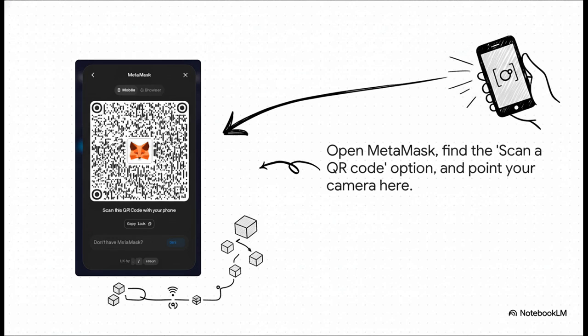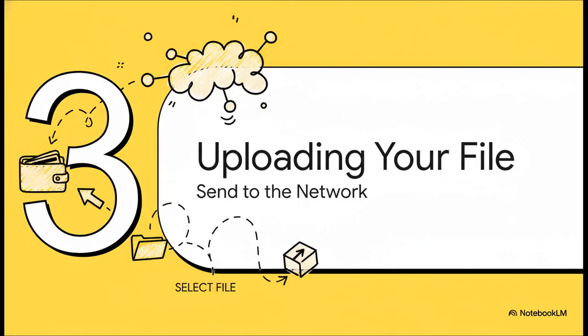Okay, this next part is super important, and it all happens on your phone. So grab your smartphone, open up your MetaMask app, and look for the Scan a QR code option. It usually looks like a little square icon. Point your phone's camera right at the QR code you see on your computer screen. That's what creates the secure link between the two. Awesome! Your wallet is now connected.